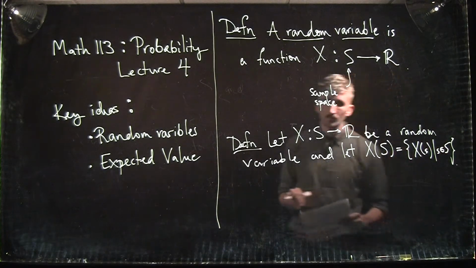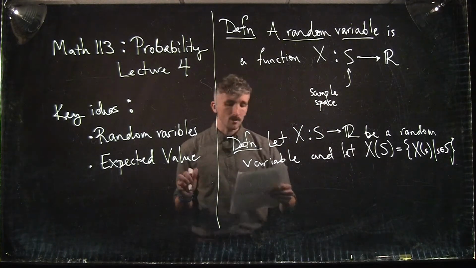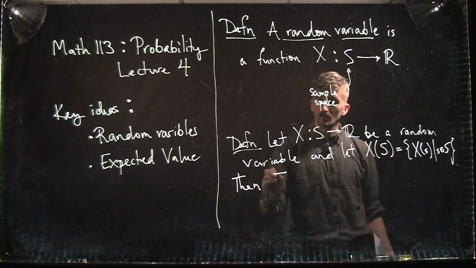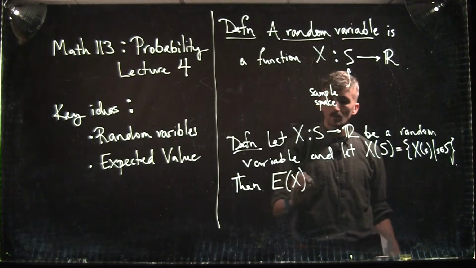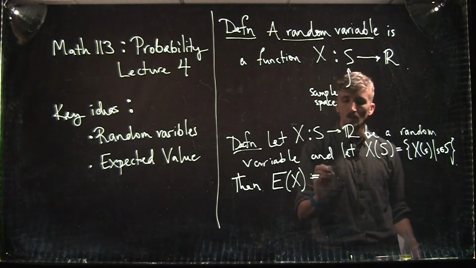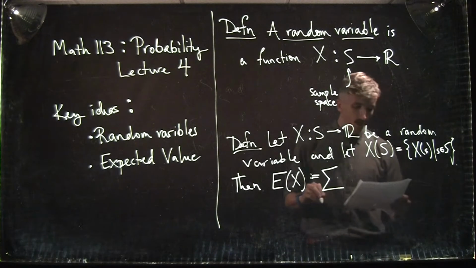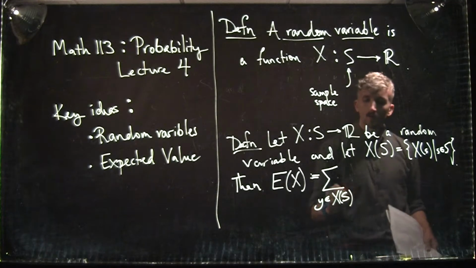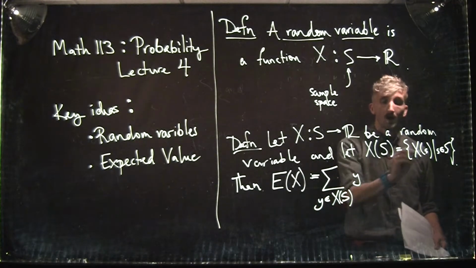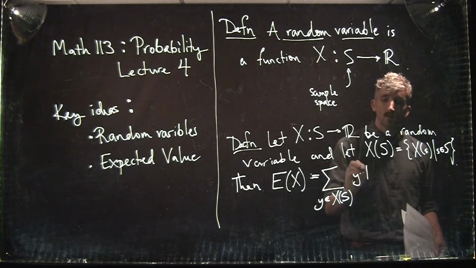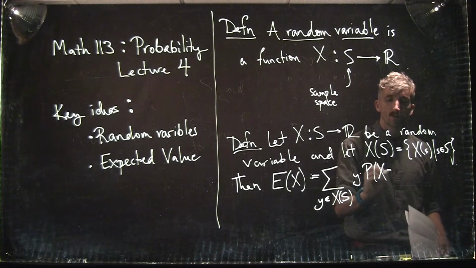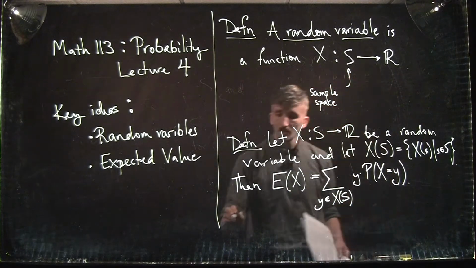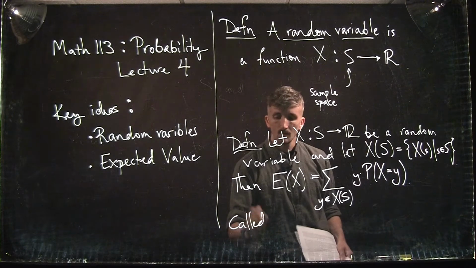Okay. Under these definitions, we can then say that the expected value, E(X), is by definition a summation over all elements of the image of that value y, which X takes, times the probability that our random variable is equal to y. Okay, this is called the expected value of X.